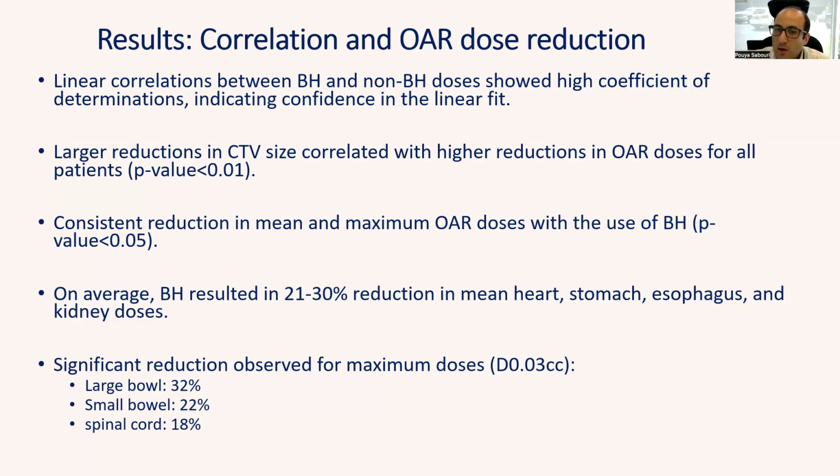Across the board, Breath-Hold did lead to lower mean and max doses for most OARs with statistically significant values. On average, we saw 21 to 30% reduction in structures such as heart, stomach, esophagus, and kidneys. Even if you look at max doses, we found sizable drops. So D0.03 cc here, in this case, large bowel was about 32%, small bowel 22%, and spinal cord 18%. Overall, Breath-Hold gave us meaningful and consistent improvements across targets and OARs.